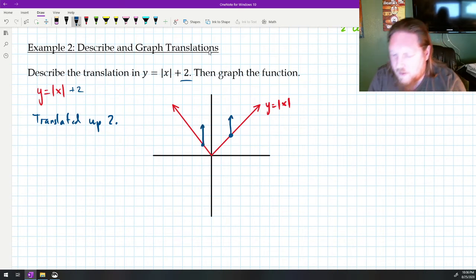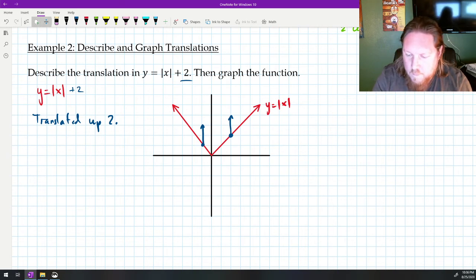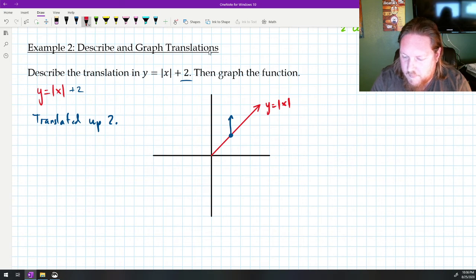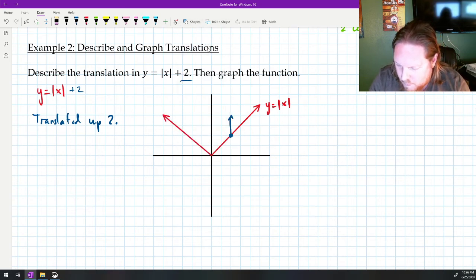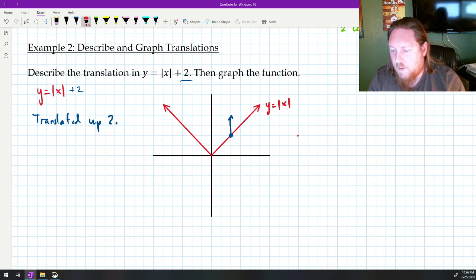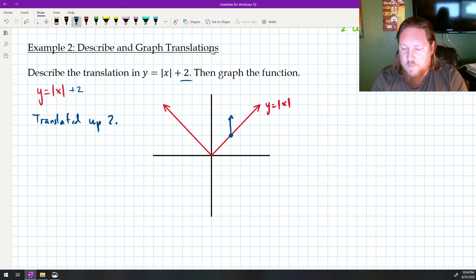You know what? I think I actually drew this one in the wrong spot. My graph is a little bit off here. Let me fix that. There we go. That looks better. Yeah, now that looks like an absolute value. So every single one of those points is going up 2 units.